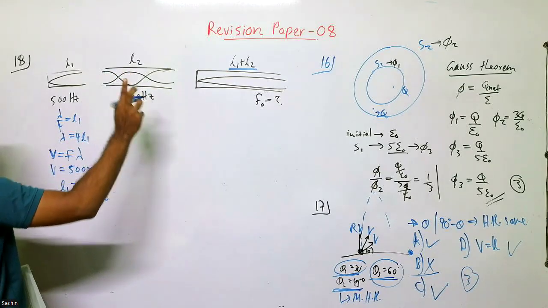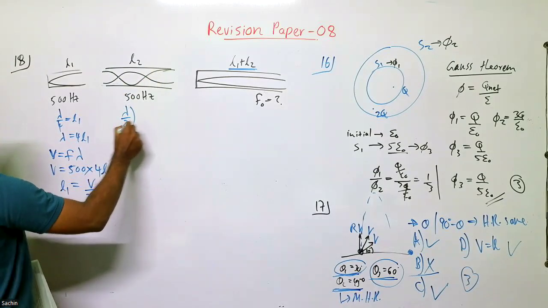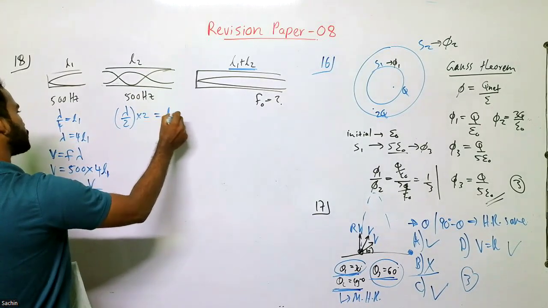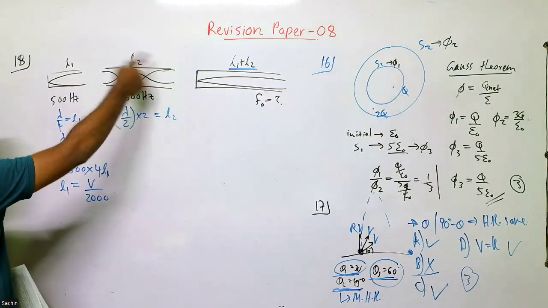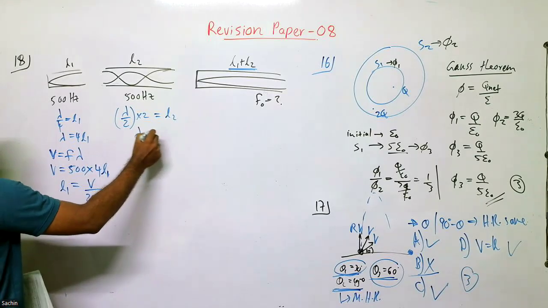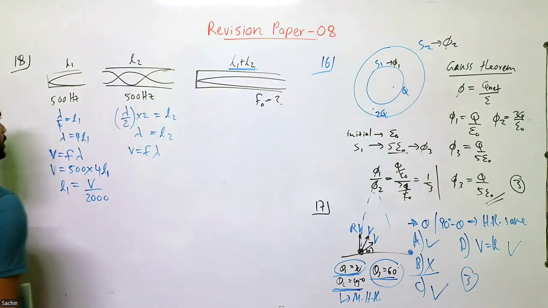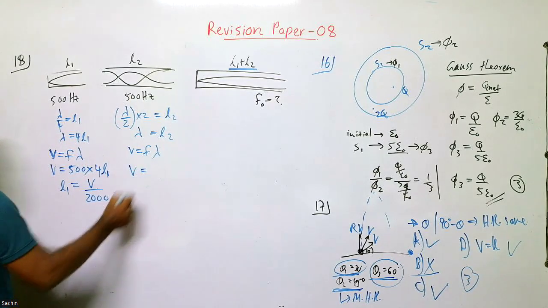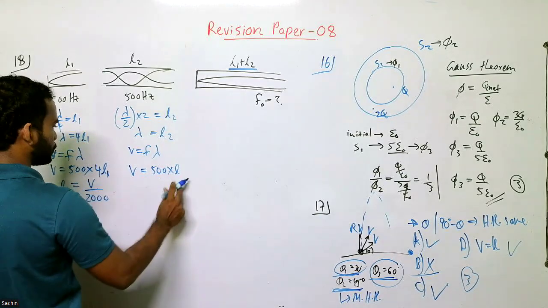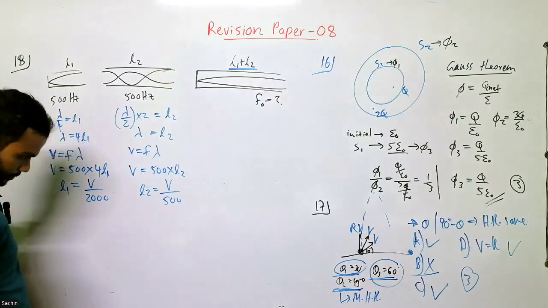There you get two full loops. 1, 2. A loop is lambda over 2. Two of them is equal to the length L2. So lambda should be equal to L2 for the second case. When you apply v equals f lambda, you again can relate with the frequency. So v again should be equal to 500 times L1. Sorry, L2. You get another formula for L2, that is v over 500.